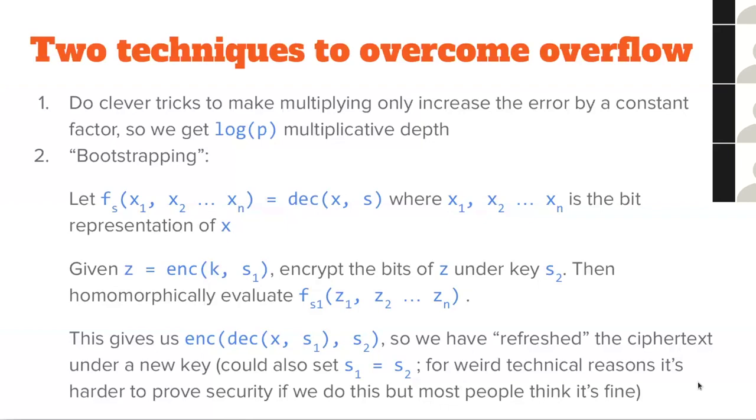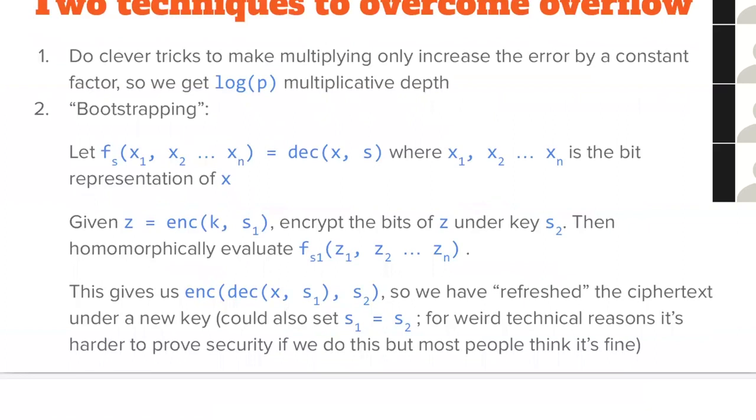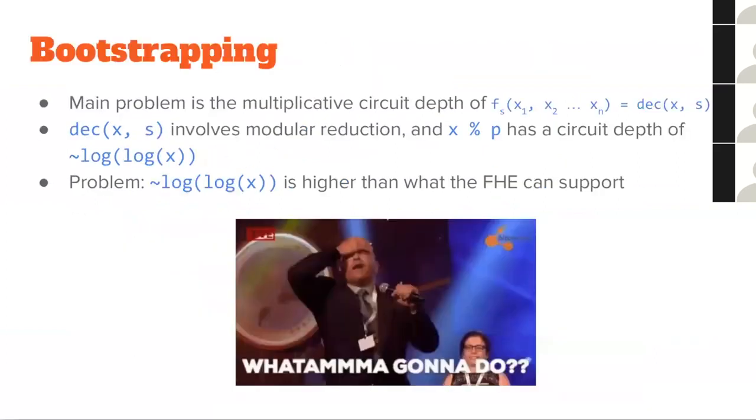What is the circuit depth of the decryption? Good question, and I'm about to get to it in the next slide. So the main problem is that the multiplicative circuit depth of this decryption involves a modular reduction, and X mod P has a circuit depth of log X, which is bigger than log P, and this is higher than what FHE can support, right?